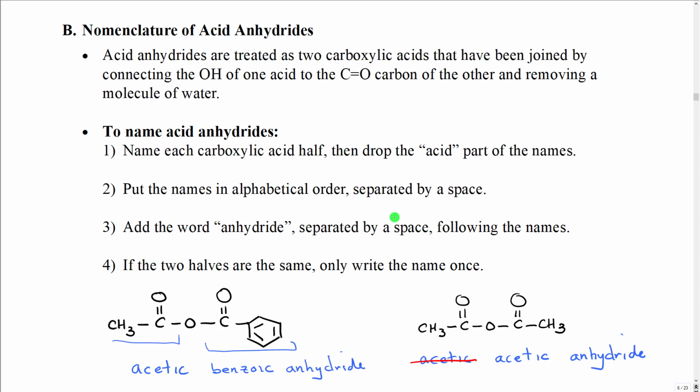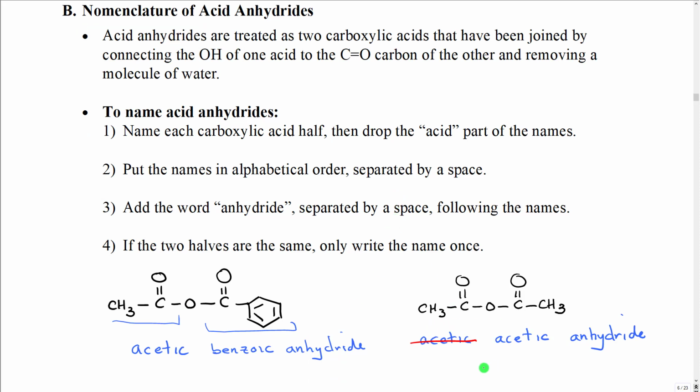The only thing that complicates this is when the two halves would be the same carboxylic acid. In that case, rather than saying acetic and a second acetic and then the word anhydride, lazy organic chemists strike again, we drop one of the names, so that instead of having two acetics in the name, we just say acetic once, anhydride. So if you see only one acid name followed by the word anhydride, that means the two halves are identical and they're both that acid.